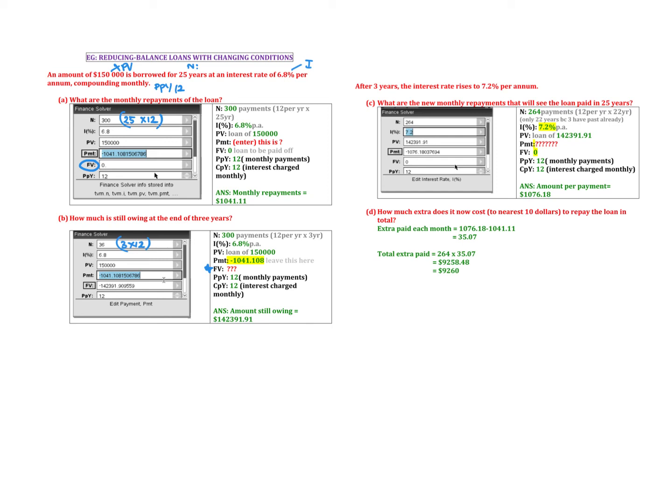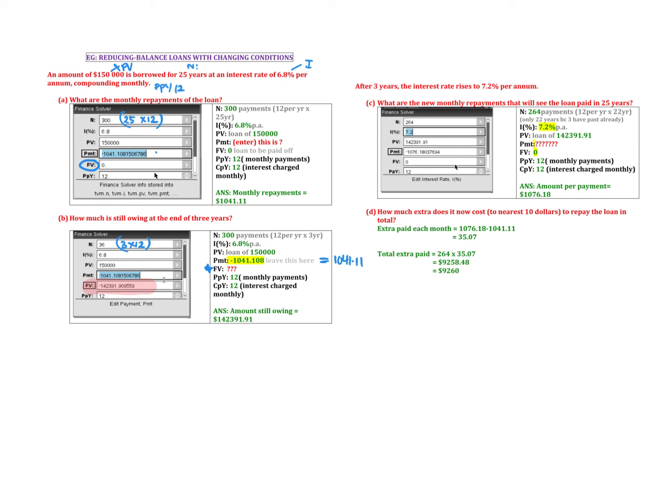Now, I think you should be changing this payment. There's a little fault here. This payment should be 1041.11. Okay, and you should be putting that into the calculator because that's what you're going to pay. So you should be rounding it. Even though we found it up here, just round it when you're trying to find the next one. And you press enter, and you can see there the final value is 142391. So that's how much is owed because it's a negative.